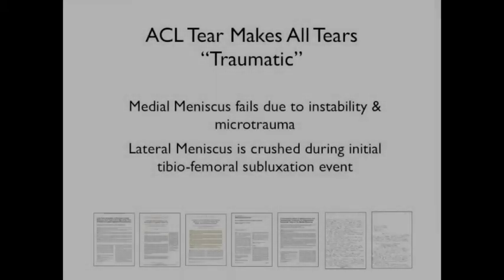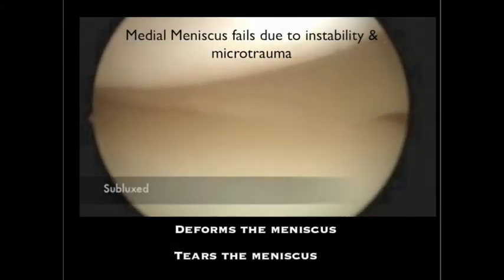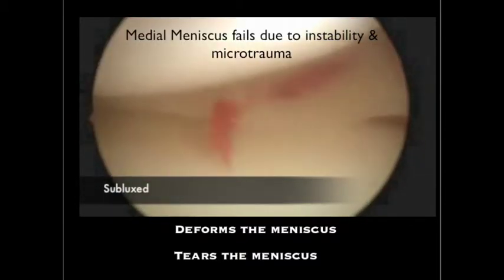And the lateral meniscus is typically torn at the time because the whole knee basically dislocates and the lateral femoral condyle smashes into the lateral tibial plateau and crushes it. And I'll show you examples of both. So this is just a knee. The actual meniscus is okay. This is the medial meniscus.